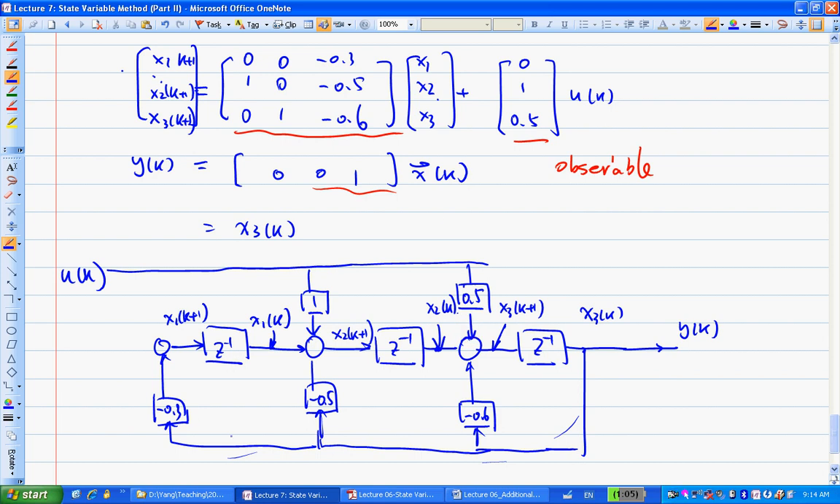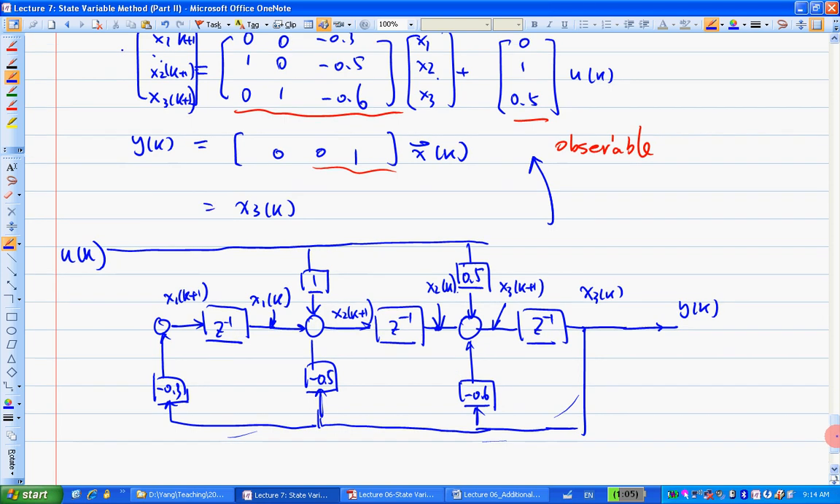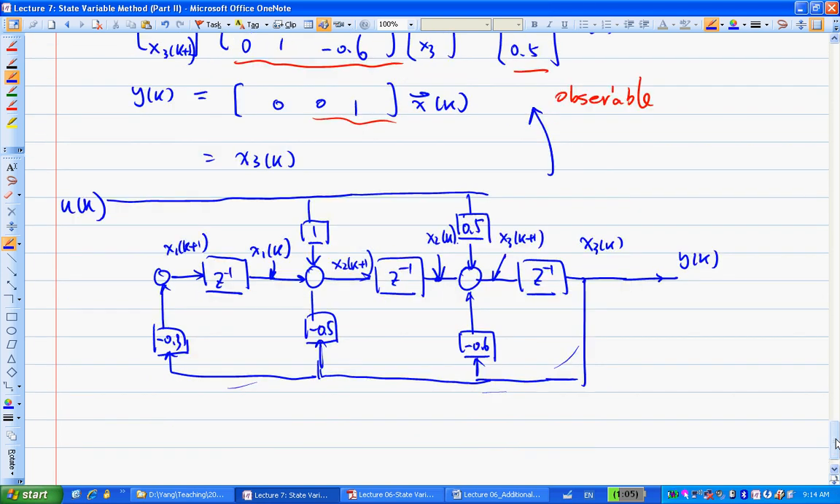So this simulation diagram describes the state space equation over here, right? That's the observable format here. So when you're building a digital filter, this is actually one way of building a digital filter. The other one is also the other way. Any questions?